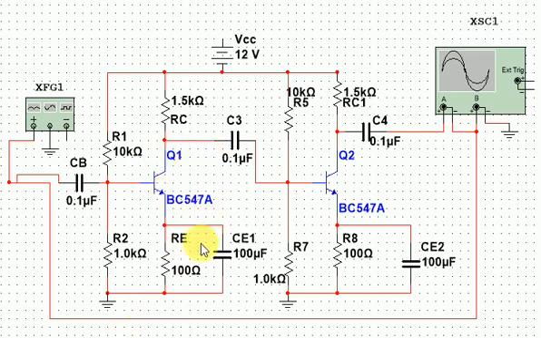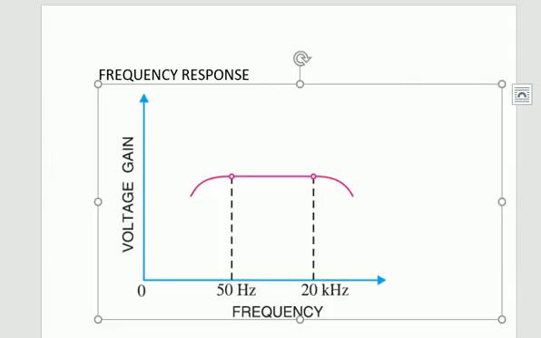Now let us look at the frequency response of this circuit. The following figure shows the frequency response of an RC coupled amplifier. As can be seen, the voltage gain drops for frequencies lower than 50 Hz and for frequencies greater than 20 kHz, whereas the voltage gain is constant over the range from 50 Hz to 20 kHz.